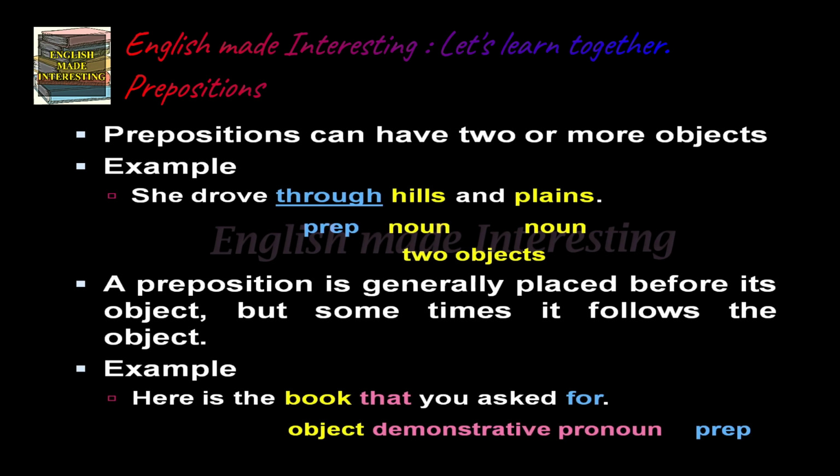A preposition is generally placed before its object, but sometimes it follows the object. Example, here is the book that you asked for. Book is the object, that is a demonstrative pronoun. It refers to the book, and for is the preposition here. So here the preposition is placed after the object.